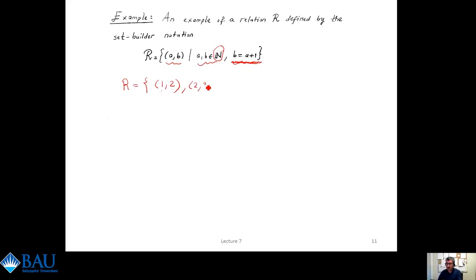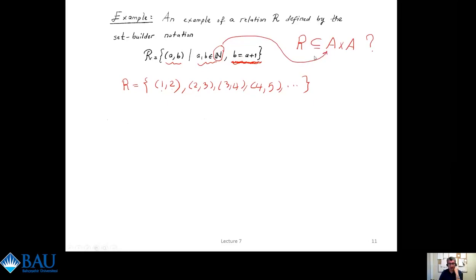We have 2 and 3, we have 3 and 4, 4 and 5, and so on. Now check: how can we understand whether this is a relation or not? We have to check whether it is a subset of A cross A. In this question, what is A? A is the natural numbers here.